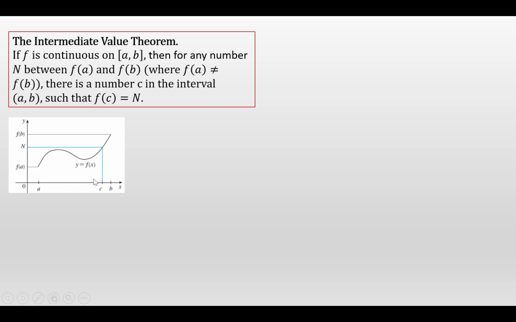It might be useful to think about this intuitively. So think about this line y equals N as a river. So basically, you start from one side of the river, you want to move to the other side. Let's assume the river does not have any bridge. And let's also assume you stay within this region, from a to b.